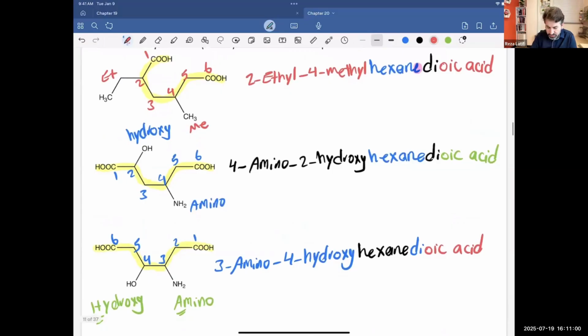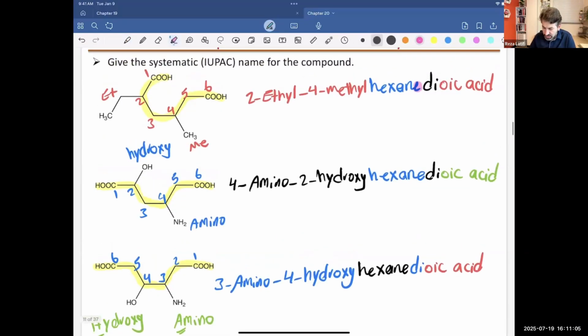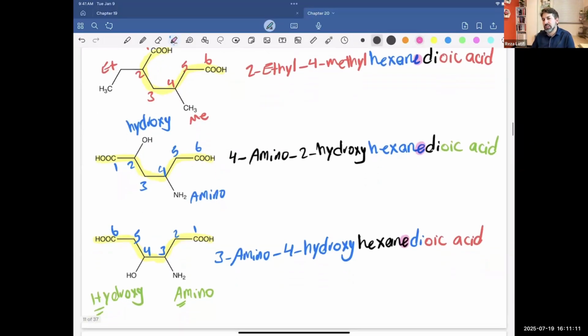Okay, and the main difference between monocarboxylic acid versus dicarboxylic acid is that we don't get rid of the E at the end of the alkane name. We keep that one and just simply add the DI or 2 after E.